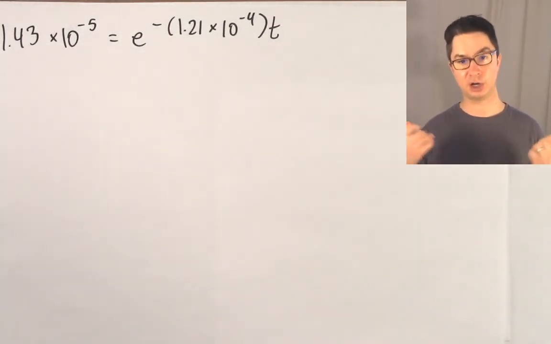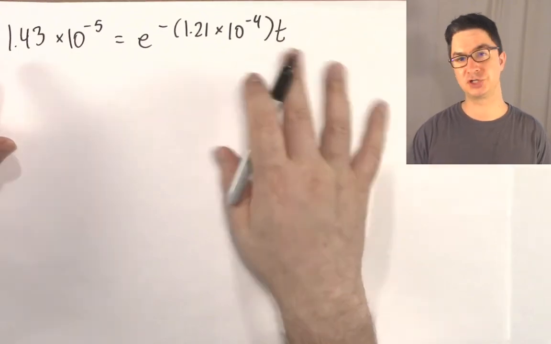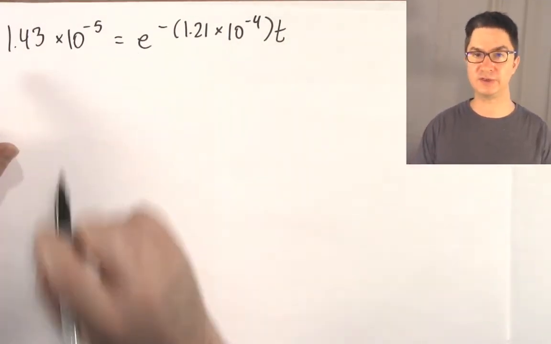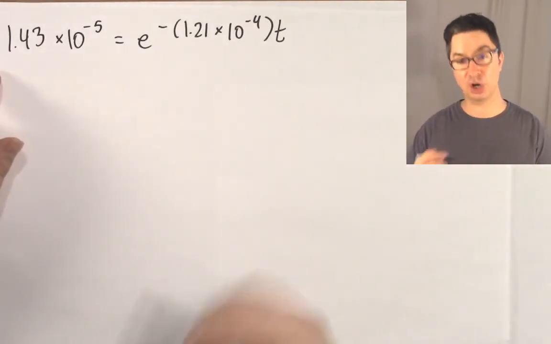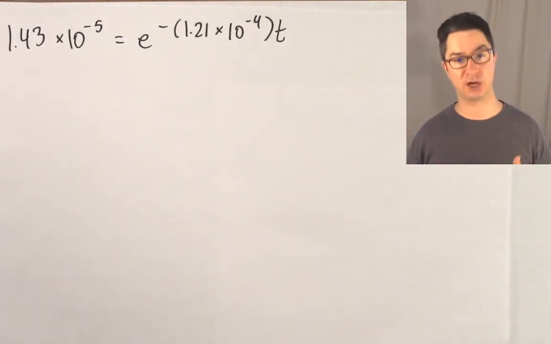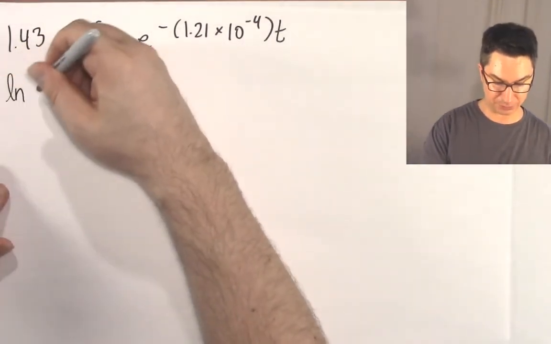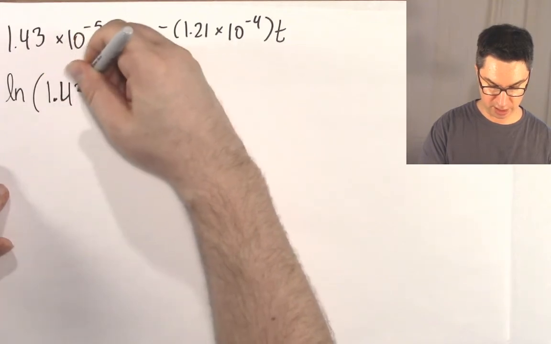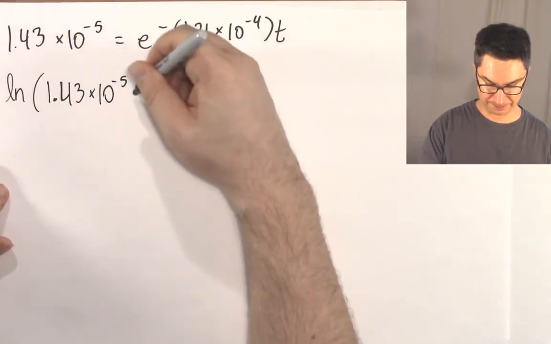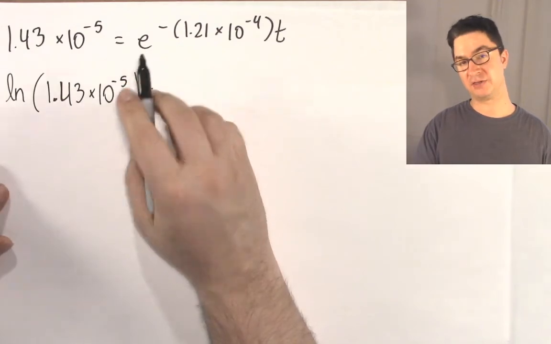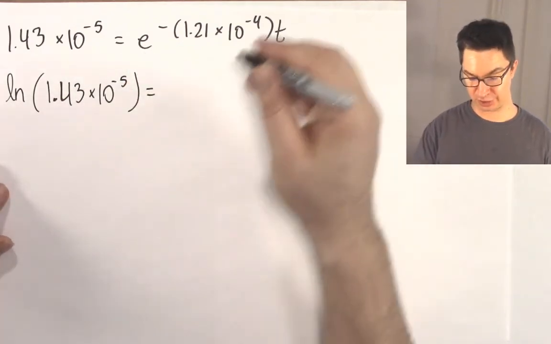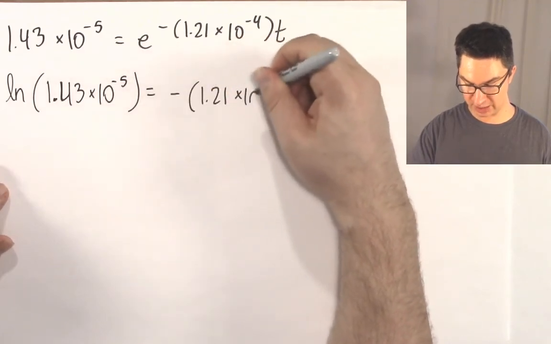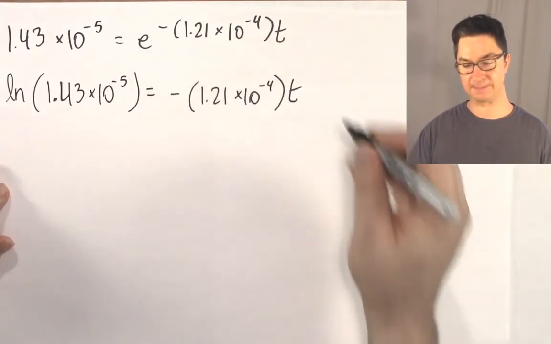Now the question is, how do we unpack this equation and get t? Well, just like we did earlier, the way that you get the t out of the exponent is by undoing the exponential function. How do you undo the exponential function? You have to take the natural logarithm. So we're going to take the natural log of both sides, so natural log of 1.43 times 10 to the negative 5th, and that's going to equal, again, the natural log will cancel out the exponential function, and you're going to be left with negative 1.21 times 10 to the negative 4th t.